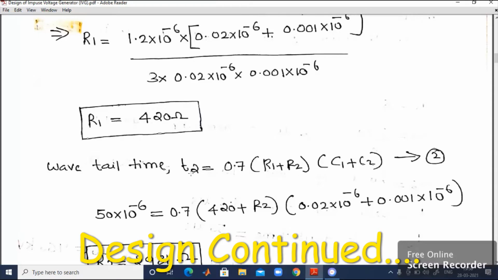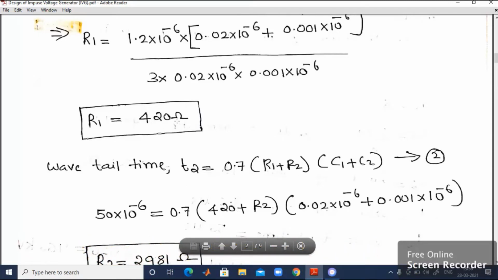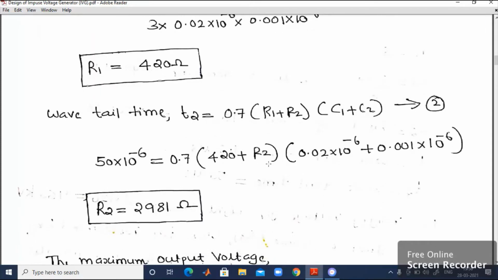Now you have to substitute the value of T2 here. Then R1 we have computed, that is 420 ohm, so the same value can be substituted. Similarly, C1 and C2 are available in the question. After substituting, you can do the simplification. Further simplifying, you will get the value of R2 equal to 2981 ohm. So we have got R1 and R2.